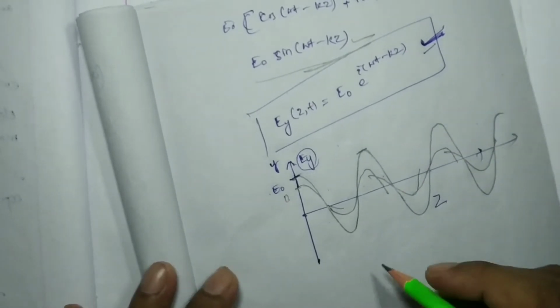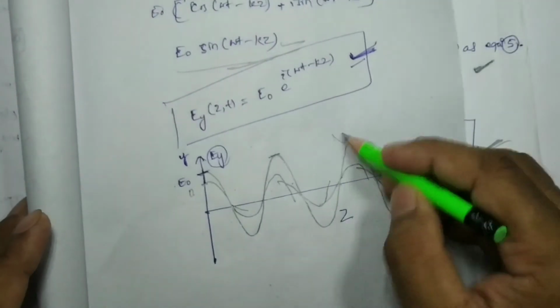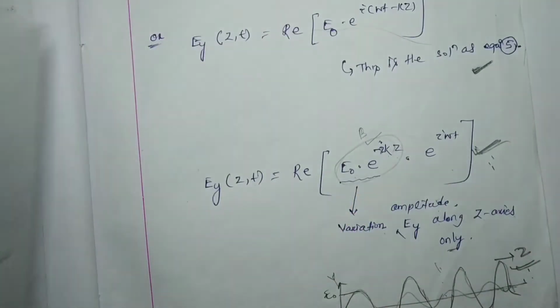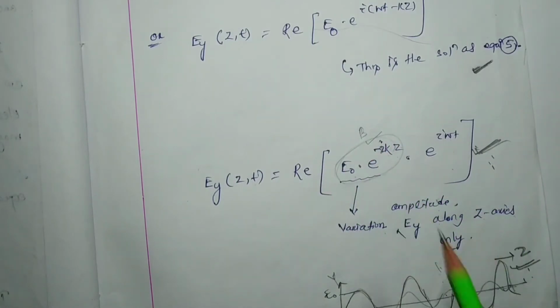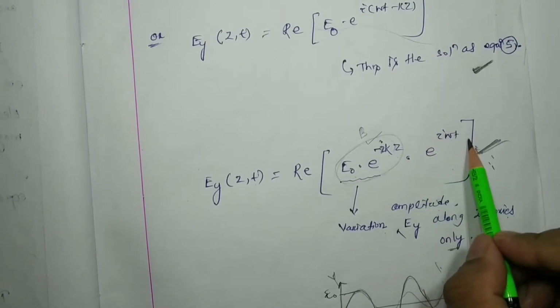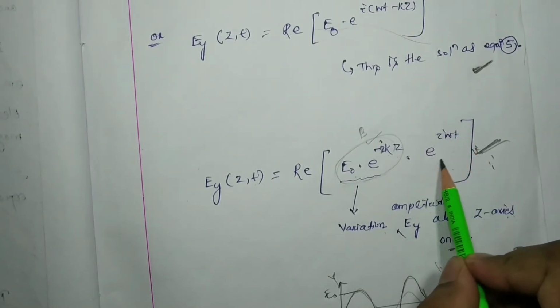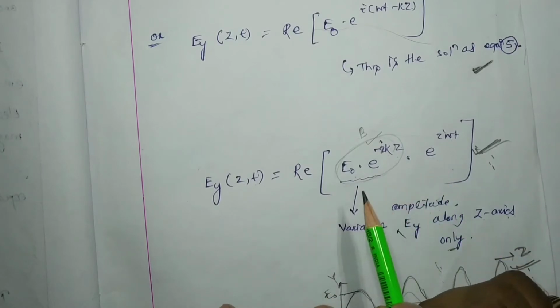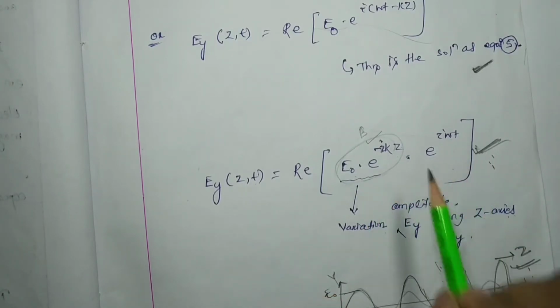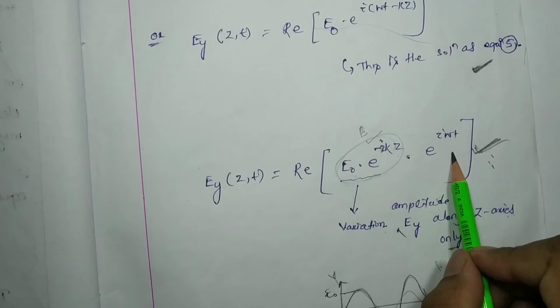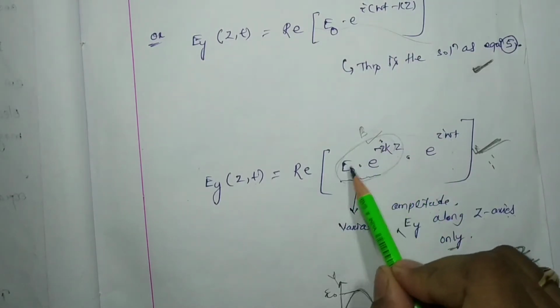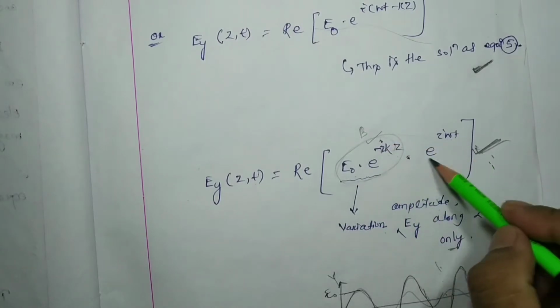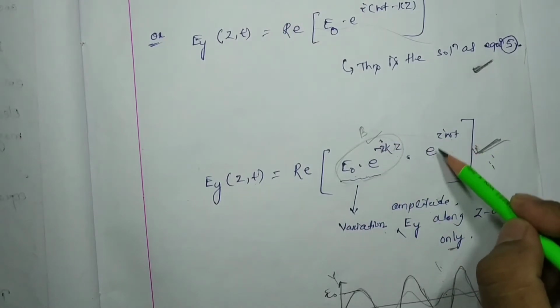Okay, so no need to draw this graph. Here this representation is the variation of amplitude along the z axis, and this representation is the variation of the wave with respect to time, where this will be the constant, or this whole will be the amplitude for variation of this one, e to the I omega t.